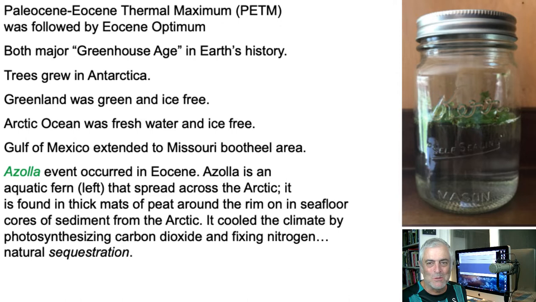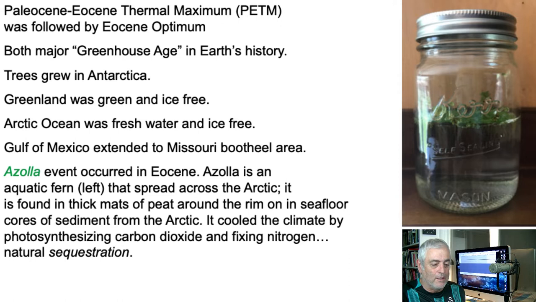It's an aquatic fern, and it leaves these little tendrils into the water down below. And there's a cyanobacteria that lives with it, and the cyanobacteria fixes nitrogen. And the azolla itself, of course, has chloroplasts in it, and it photosynthesizes. So it draws carbon dioxide out of the air. And that thing grows just in water, all by itself.